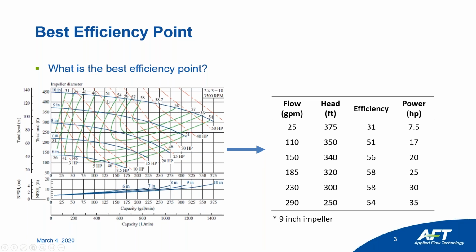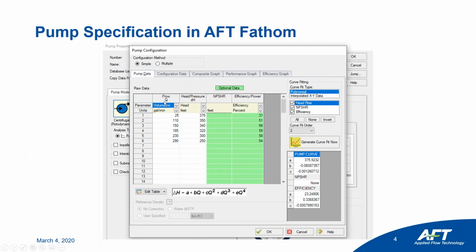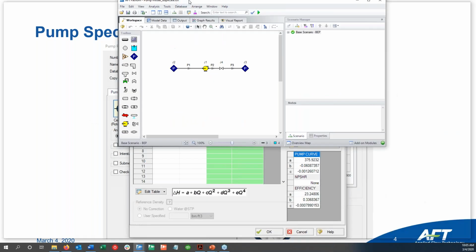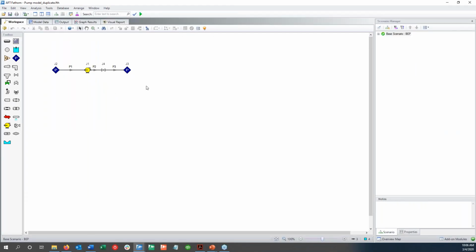So now we have our table, which we stripped from our manufacturer curve. Hopefully it's correct. Now we can take that curve and we can input it into Fathom. So here we have a pretty simple model. This will go through a lot of the concepts that I want to touch on about why you can deviate from BEP. So we'll just get a little bit of familiarity with this model in general.